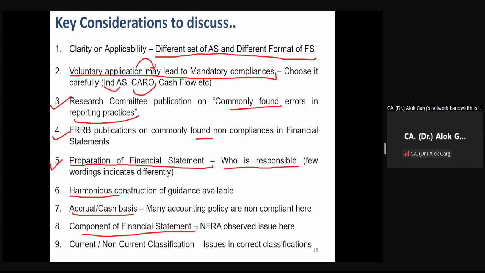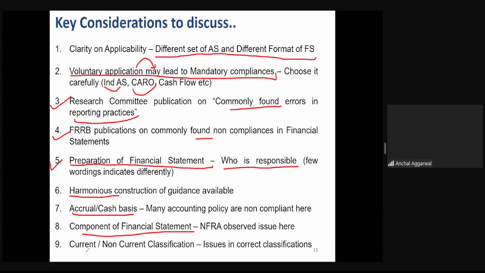Even NFRA observed that in a few Indian companies this was missing, and this statement of changes in equity is supposed to be signed by the board of directors and the auditor, right? What is the statement of changes in equity? It shows the movement in the share capital and the other equity, which is reserves and surplus: opening, addition, deletion, closing. So this entire walk has to be presented in the statement of changes in equity.